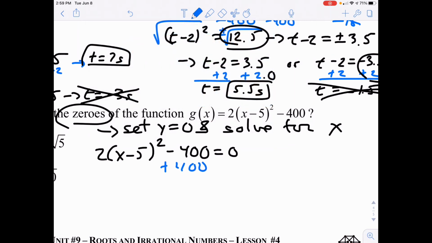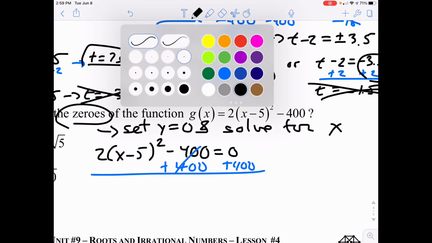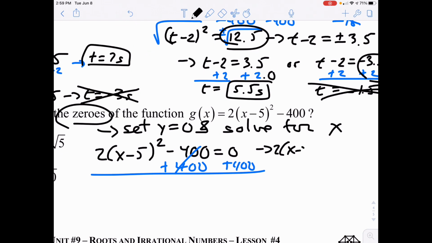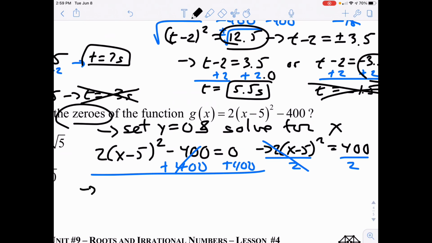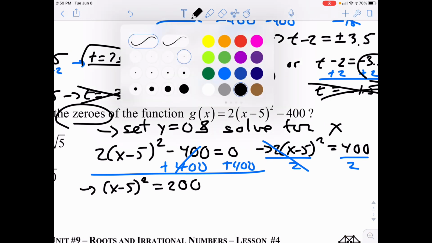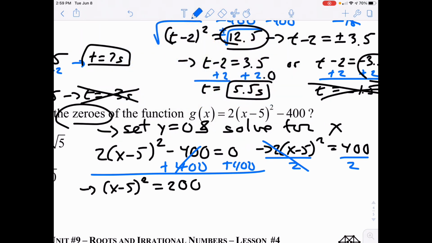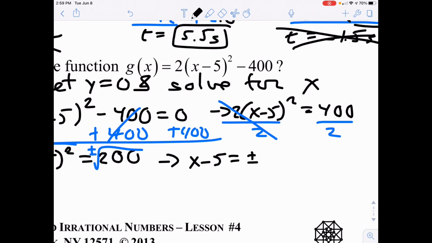Let's add 400 to both sides. Rewrite it. 2 times the quantity x minus 5 squared equals 400. Let's divide both sides by 2. And we get the quantity of x minus 5 squared equals 200. Go ahead and square root both sides. Okay, and we end up with x minus 5 is equal to plus or minus the square root of 200.